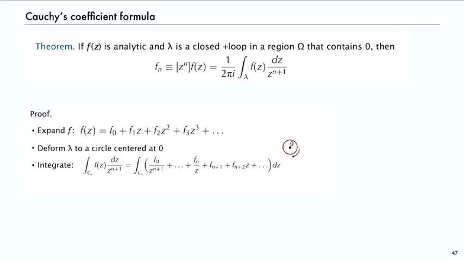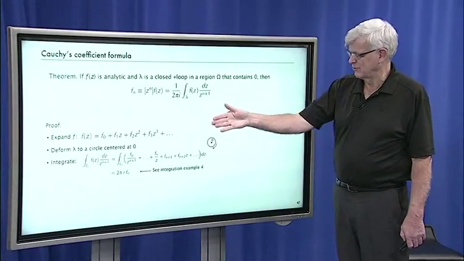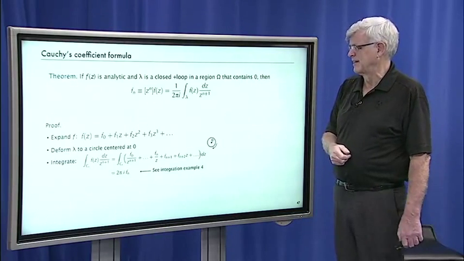So that's the integral. And now if we look at integration example 4, those things are all going to be 0, because we did an integral that said if you integrate z to the n around a circle containing the origin, it's going to be 0 unless the exponent is minus 1. If the exponent is minus 1, the value of the integral is going to be 2 pi i. So the only thing that's left is f sub n times 2 pi i. That proves Cauchy's coefficient formula.